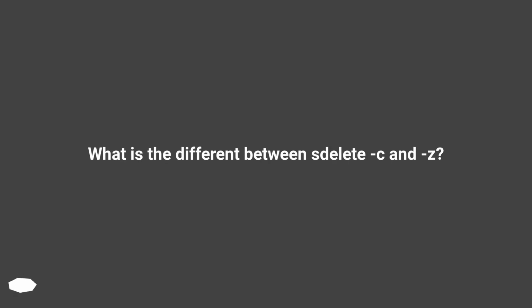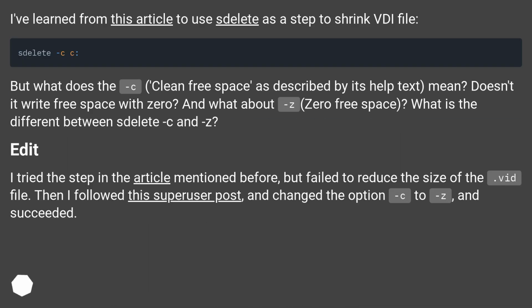What is the difference between sdelete -c and -z? I've learned from this article to use sdelete as a step to shrink the file. But what does the -c, clean free space, as described by its help text, mean? Doesn't it write free space with zero? And what about -z, zero free space? What is the difference between sdelete -c and -z?